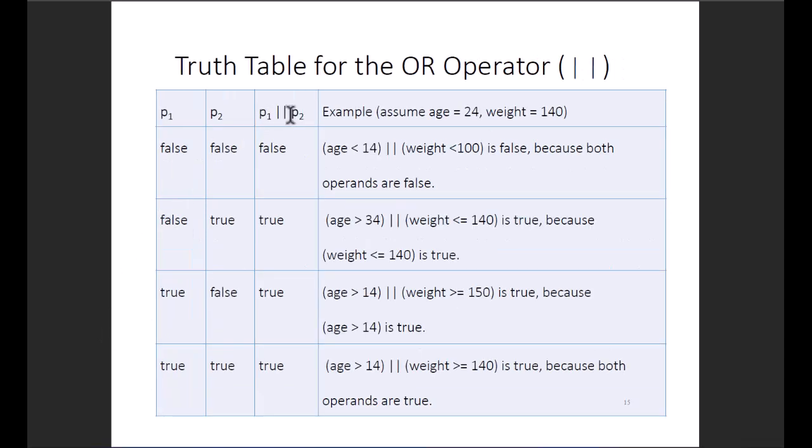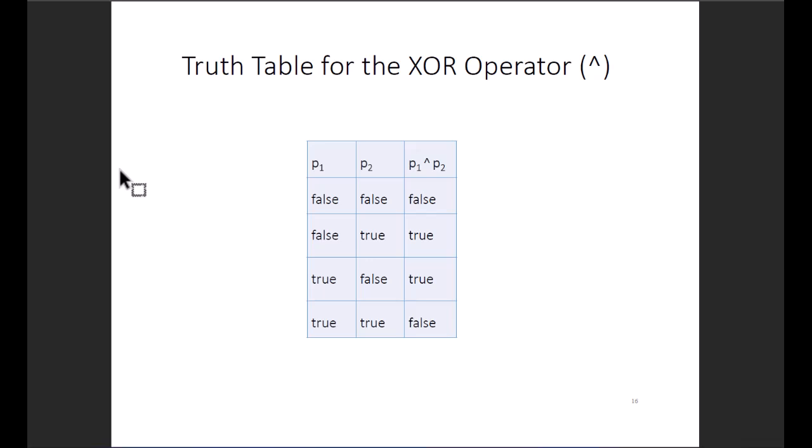You have the OR. OR means at least one of them should be true. So if both are true, it's fine. Check the truth table. Make sure to understand it with the example. And the XOR means only one of them must be true. You see, if both are false, the XOR is false. If both are true, the XOR is false. Otherwise, only one of them is true.